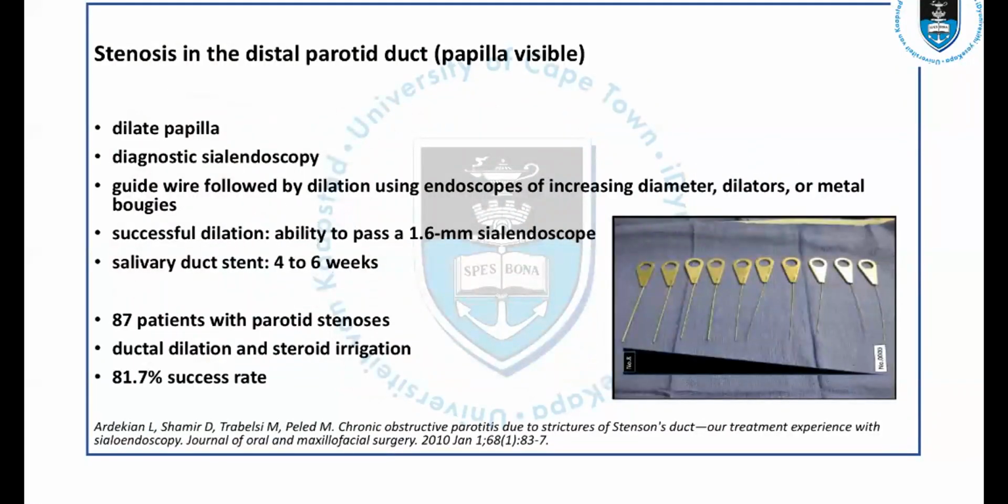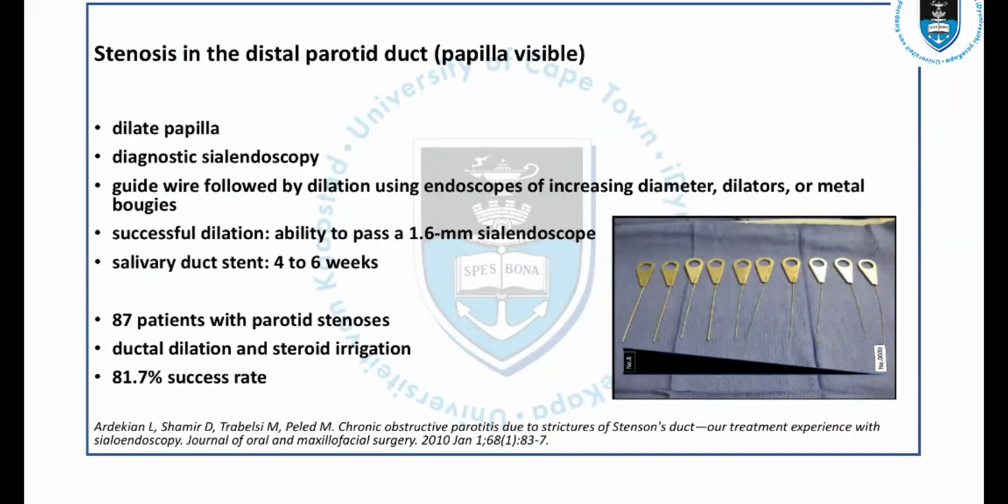If the papilla is visible and there is a stenosis in the distal parotid duct, it may be possible to dilate the papilla and perform a diagnostic sialendoscopy to find a ductal scar that is within 2 centimeters of the papilla. Dilation can be done by either a guide wire placement in the stenosis, followed by dilation using endoscopes of increasing diameter, dilators or metal bougies.